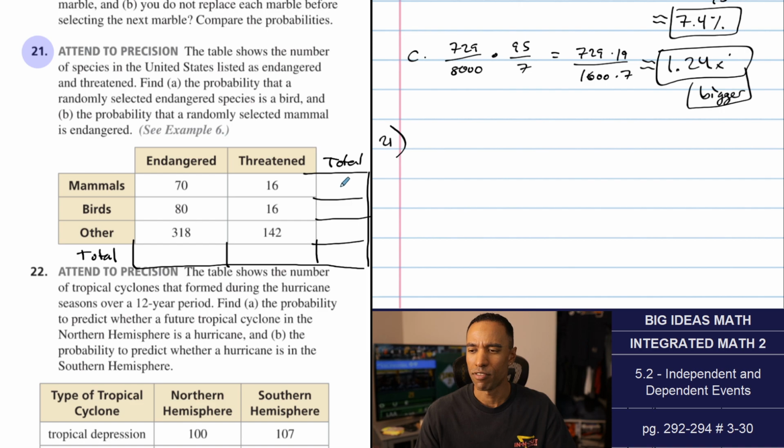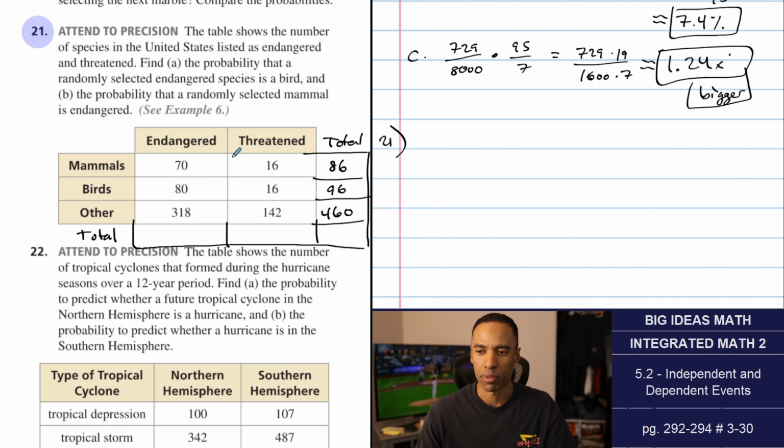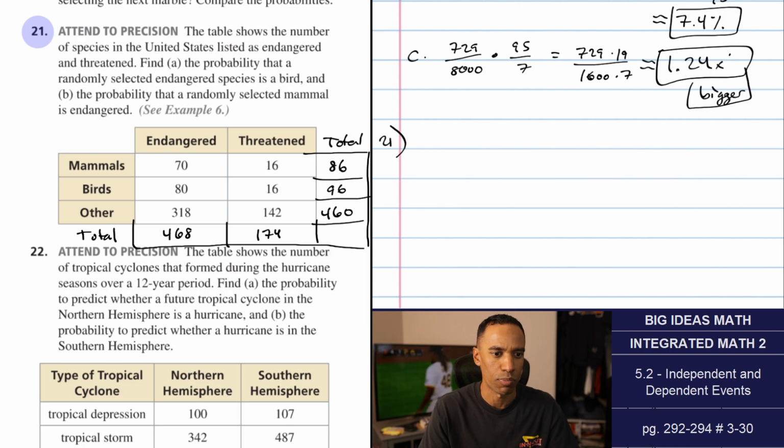Joint frequencies? Like 70 plus 16 is 86, 80 plus 16 is 96, 318 plus 142 is 460, and then 70 plus 80, 150 plus 318 is 468, 16 plus 16 is 32, plus 142 is 174. And this plus this plus this should be the same as this plus that, and I don't want to mess up that number, and I want to make sure they're both right, so I'll do that fast. So 468 plus 174, and I don't think I need that overall number. I'm just making sure I did the other ones right. I got 642, so 86 plus 96 plus 460 is also 642.